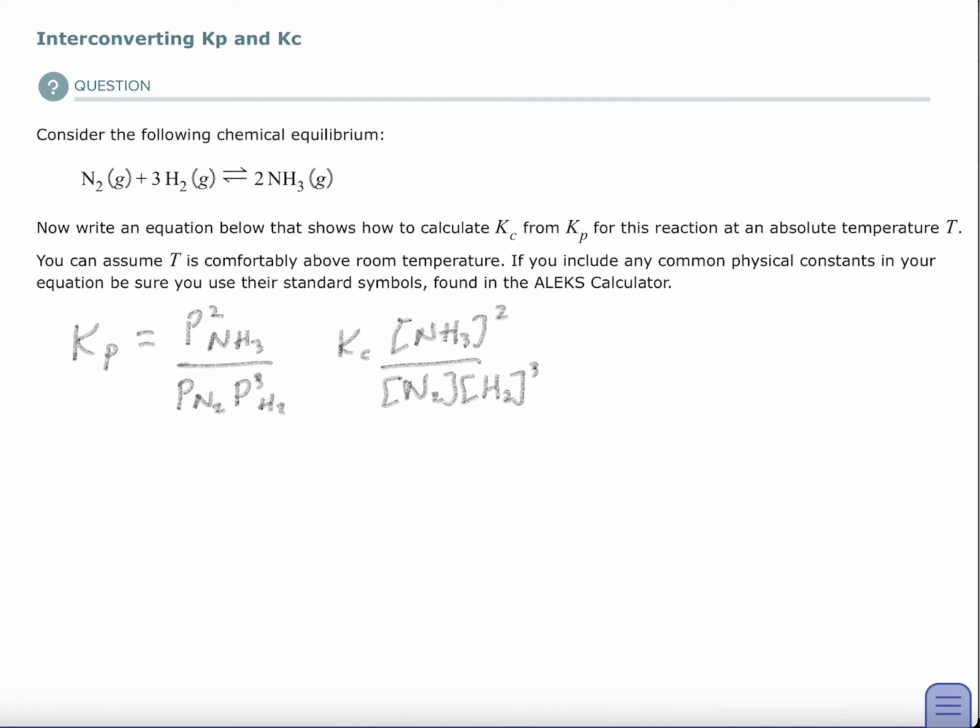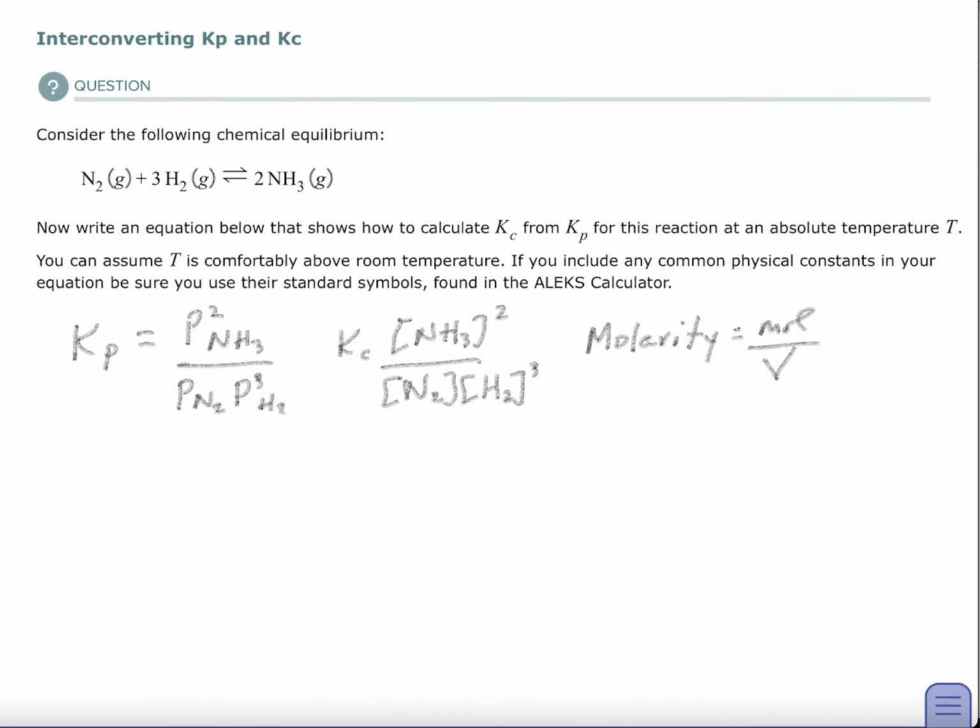If you were looking at the concentration constant, it would be the molarity concentration of ammonia taken to the second power over the molarity of the nitrogen to the first and the molarity of the hydrogen to the third. So you can see that they're very related. You've got pressure squared, nitrogen to the first, pressure to the third, and then you have the concentration squared, nitrogen concentration to the first, hydrogen concentration to the third. So there is a relationship here.